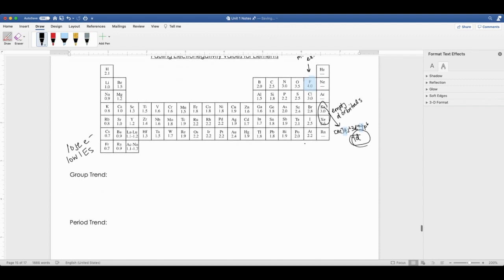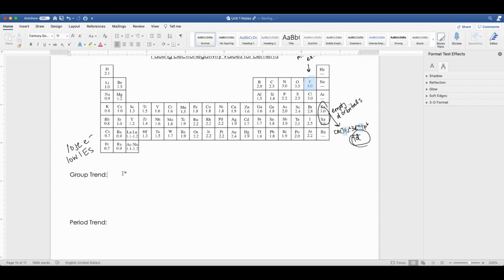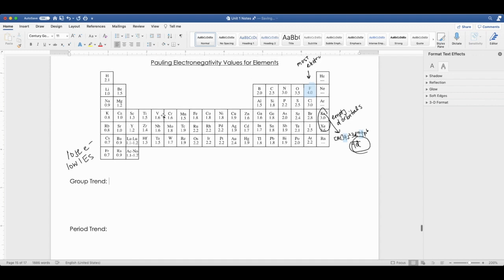Let's go ahead and just write these group trends down here. So let's go back to the text and get this stuff down. If you just look at these values that have been assigned to the different elements, if I go down a group, you'll see that the electronegativity decreases going down. So let's go ahead and write this here. You'll see it decreases going down.